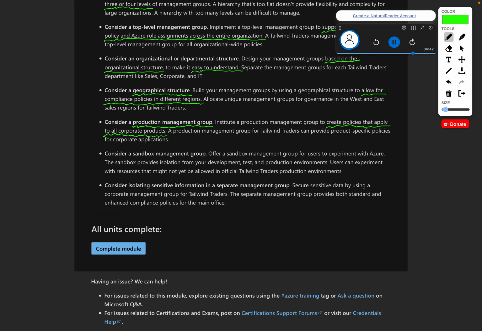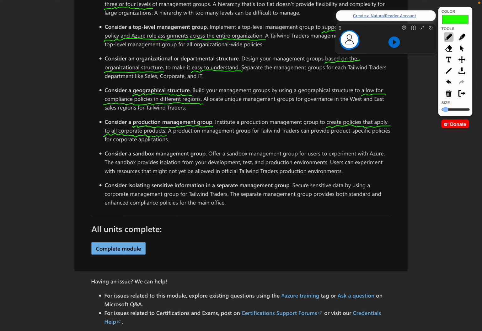Consider a sandbox management group. Offer a sandbox management group for users to experiment with Azure. The sandbox provides isolation from your development, test, and production environments. Users can experiment with resources that might not yet be allowed in official Tailwind Traders production environments.